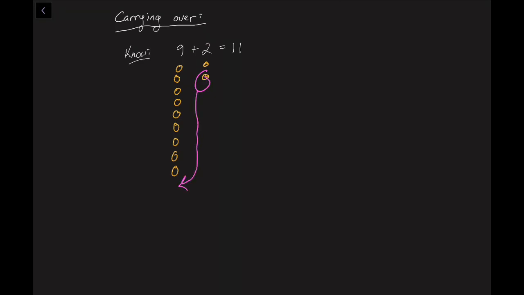Now we know that we can just take one of those circles, since we're grouping them all together, and move them over to where the 9 is. And now we have 10 in one row and 1 in the other row. So that 1 that stands alone, we can think of it as 1 one.